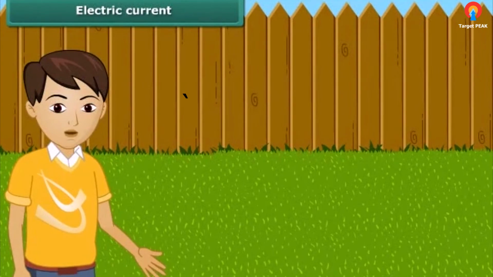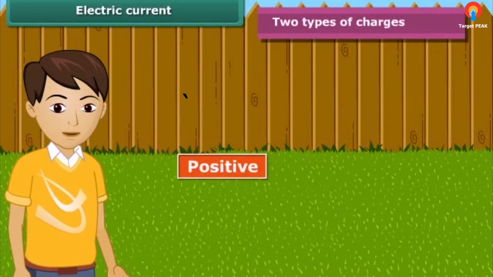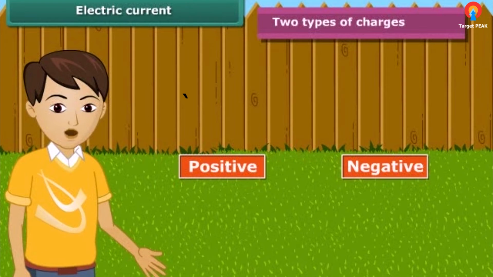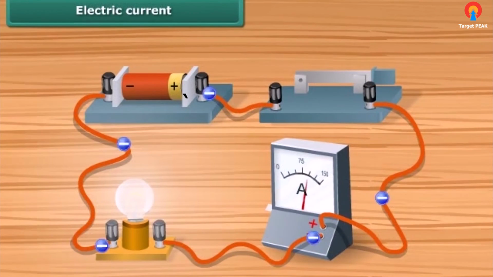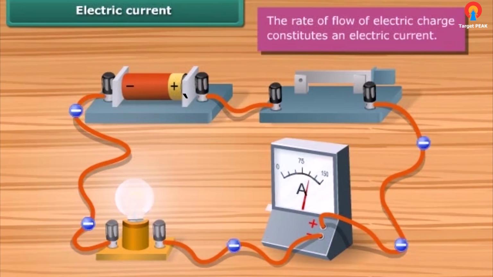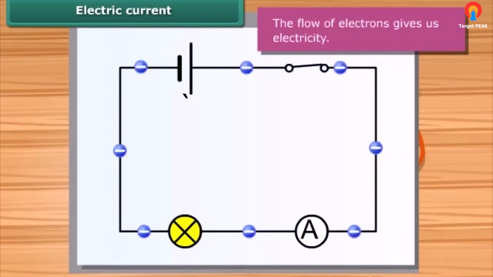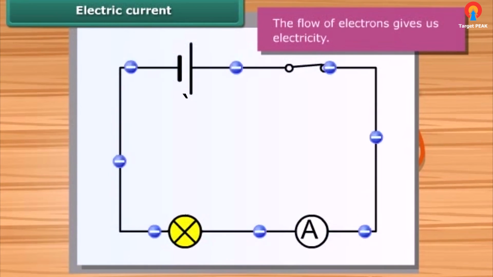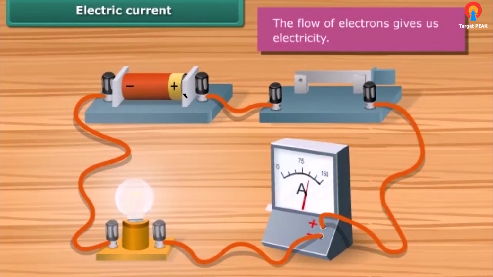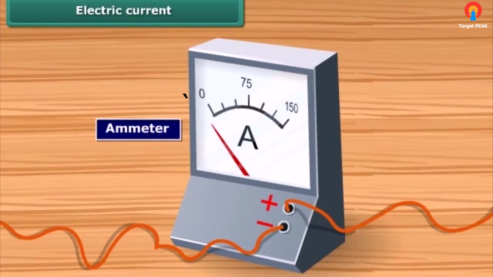We have just studied electric charges and the forces they exert on one another. We have learned there are two types of charges, positive and negative. When charges transfer from one body to the other, the bodies are said to be charged. The moving or flowing charges produce an electric current. An electric current consists of a movement of negative charges, that is, electrons. The flow of electrons gives us electricity. Electric current is measured by an ammeter.